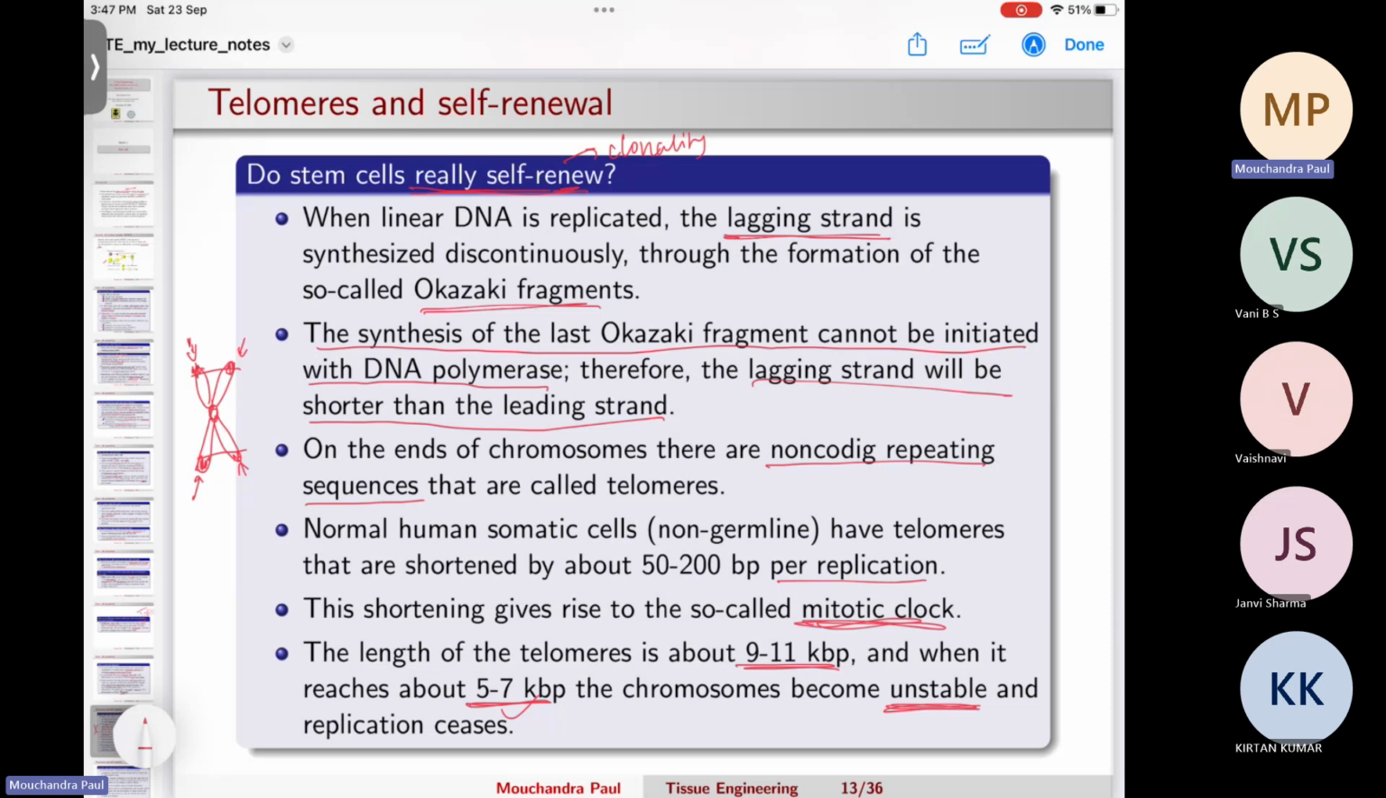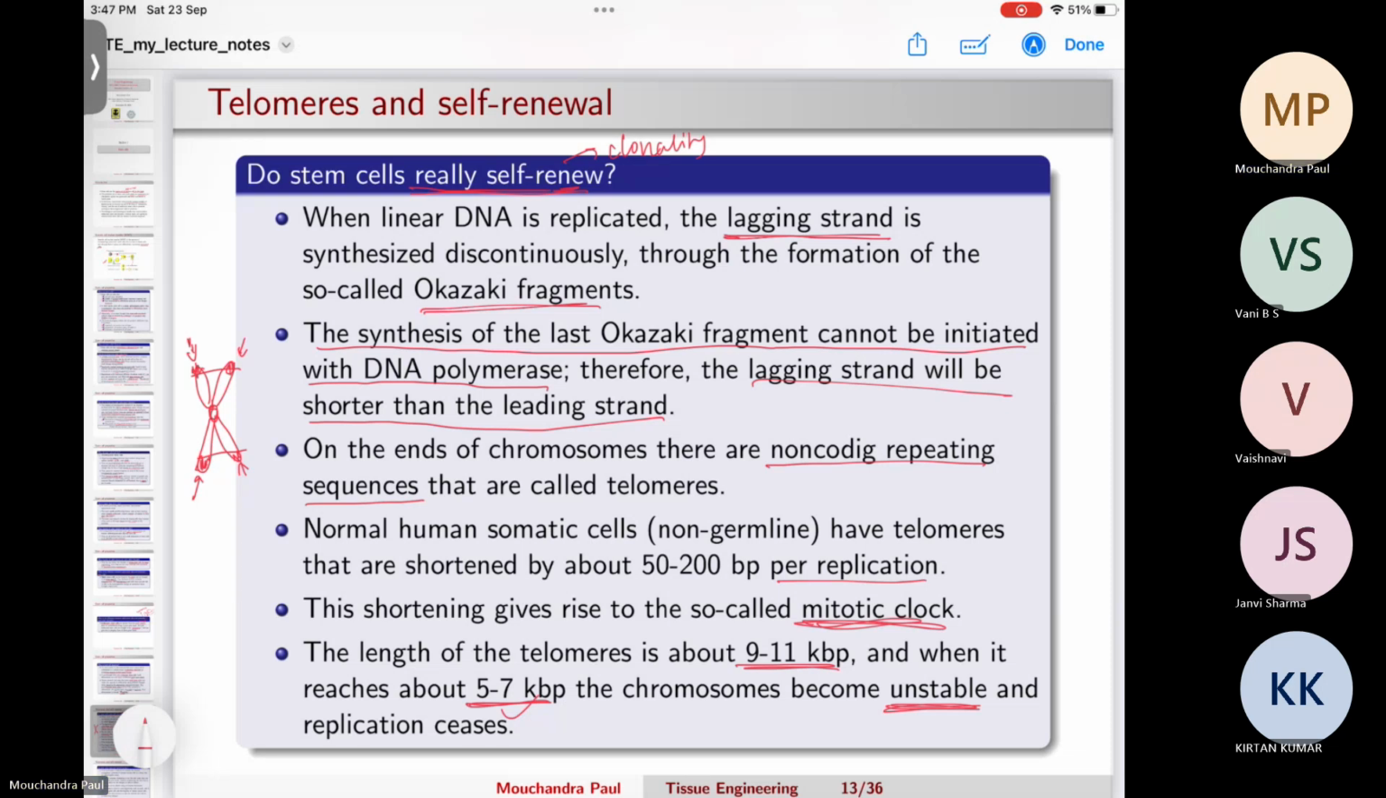Okay, so you now have the question of how the cells age, or rather how do we age, or what happens at the molecular level that leads to aging of a cell. It is because of the telomere length, how it is decreasing with every replication. All right, and how is telomere length decreasing? It is because during DNA synthesis, the lagging strand is shorter than the leading strand.